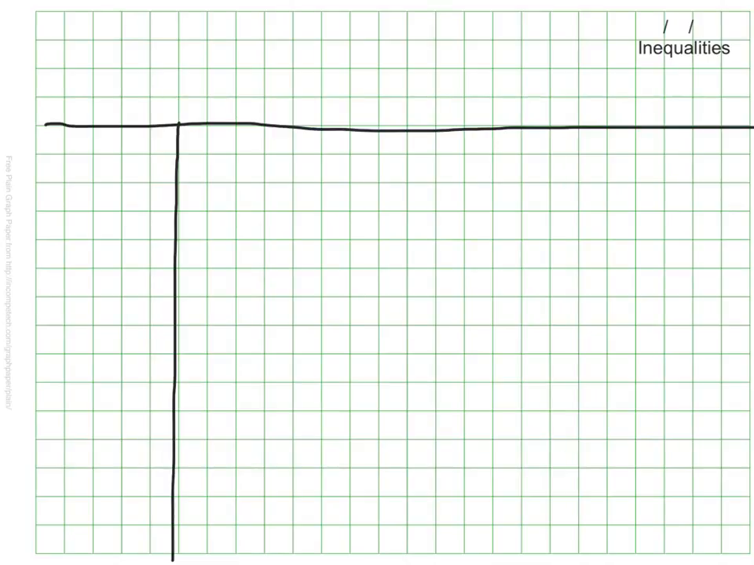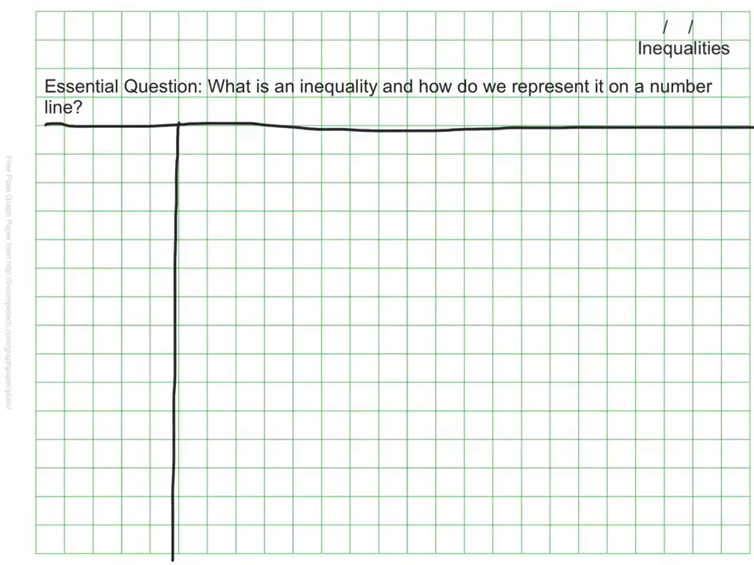This video is going to cover the topic of inequalities. Be sure the date and topic are at the top of your page. The essential question for this video is, what is an inequality and how do we represent it on a number line? We've been working with negatives, and we're going to take one more look at negatives and think about one more way to talk about negatives by talking about inequalities.